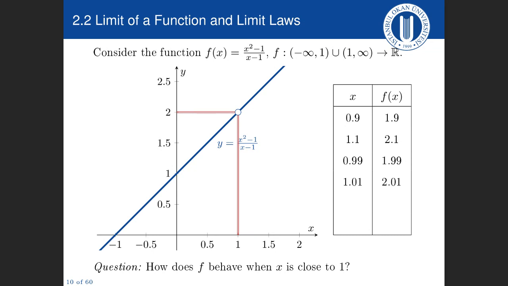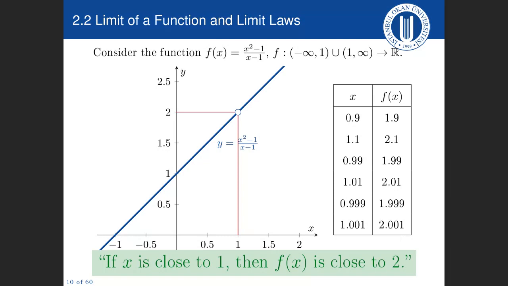Let's look even closer and see if that's still true. If we use x is 0.999, we get f of x is 1.999. If we use x is 1.001, then we get f of x is 2.001. So it does look like if x is close to 1, x is not equal to 1, remember, because the function is not defined at 1, but if x is close to 1, then f of x is close to 2.